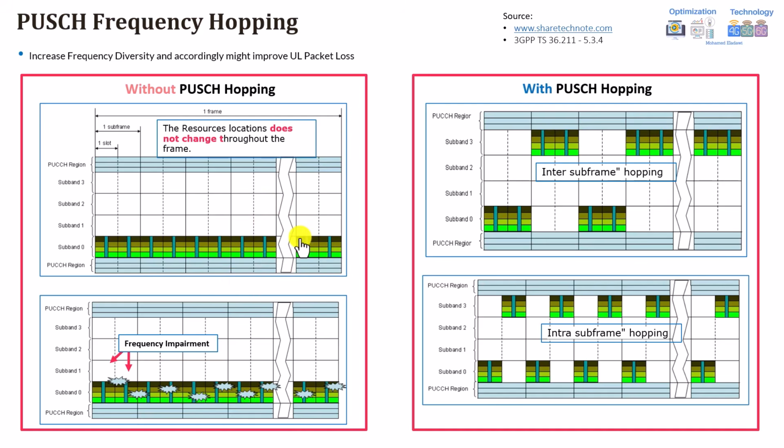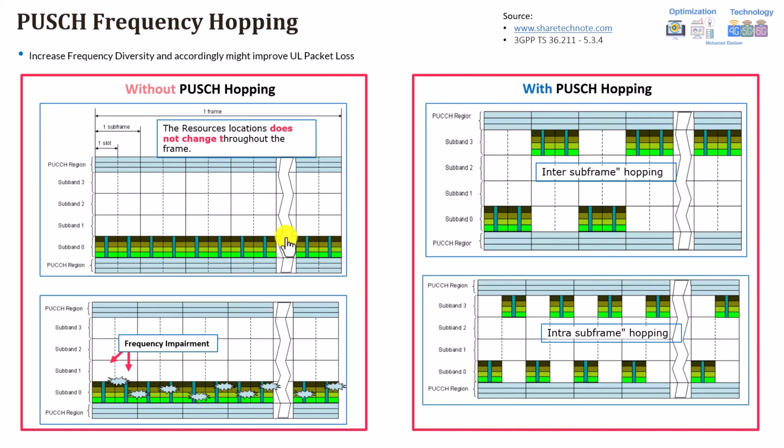The main idea of hopping in general, PUSCH hopping, can bring a very good improvement because it provides something called frequency diversity. So let's explain from the beginning. If you look into this figure without hopping, you can see the subband in the frequency domain, and the time domain with the subframes and so on. You can see that all the resources are allocated, for example, at subband 0, or resource block 0, whatever you want to call it, all over the frame. So there is no change throughout the frame allocation.